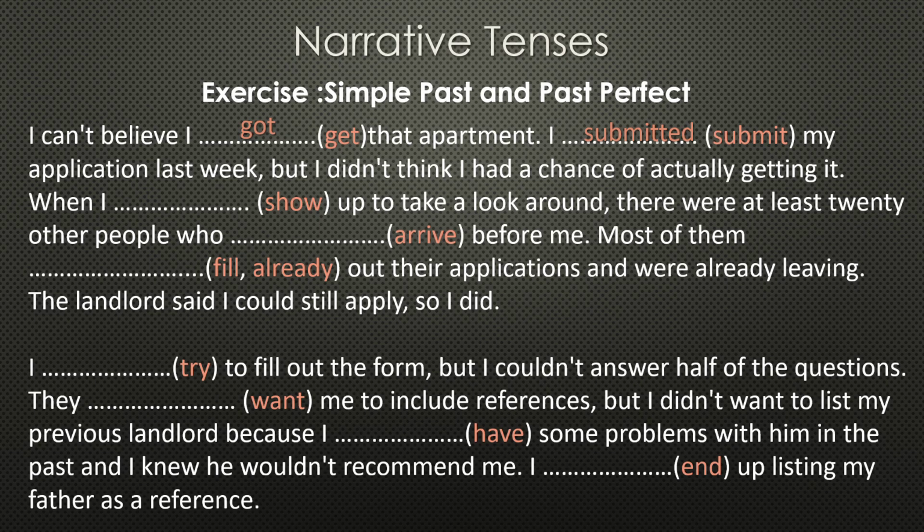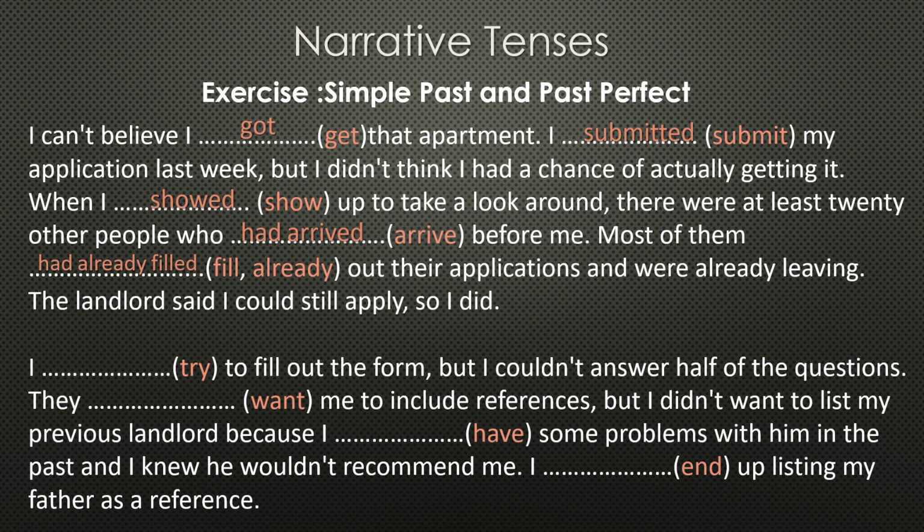When I showed up to take a look around, one action happened before that. What was that? There were at least 20 other people who had arrived before me. So when I showed up, one action had already happened before me. And what was that? Well, a lot of people had already arrived. So that's why we use past perfect. Most of them had already filled out their application and were already leaving.